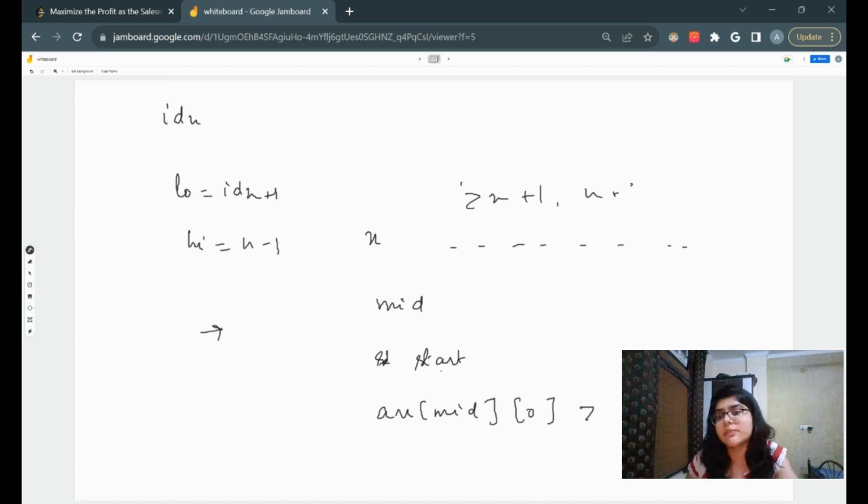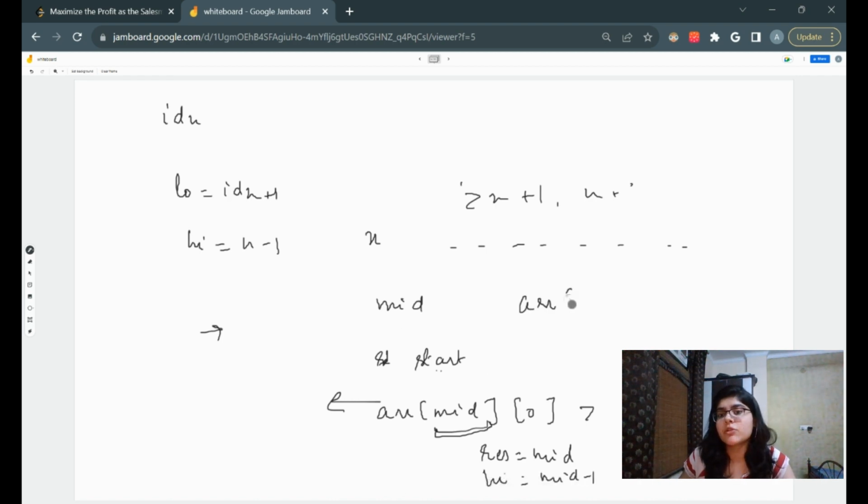If it is greater than my current end, then I know for a fact that all the elements after this mid, all of the elements which are after this midpoint, will also have a start point greater than this current end, right? So I can store that, okay, my result will become equal to mid, and maybe I can try searching on the left side to find even more possible points, right? So I'll set high equal to mid minus 1.